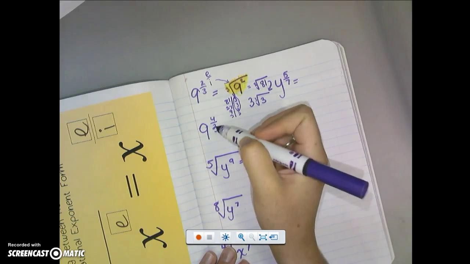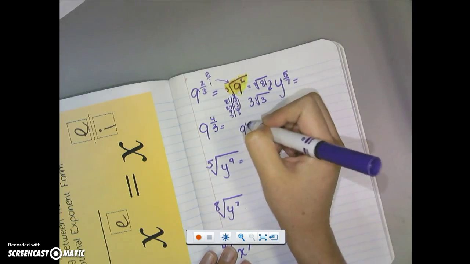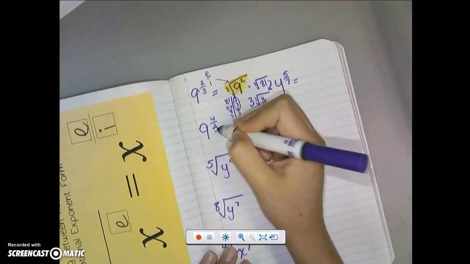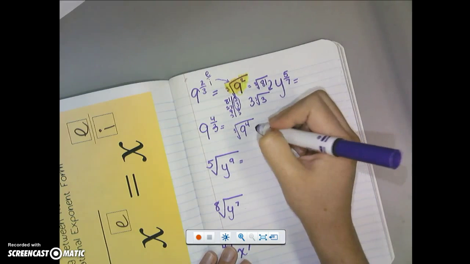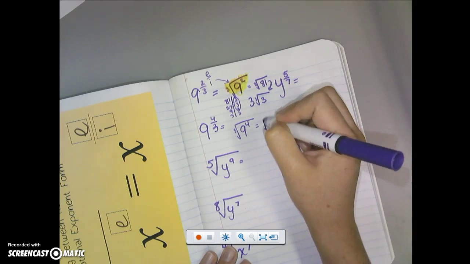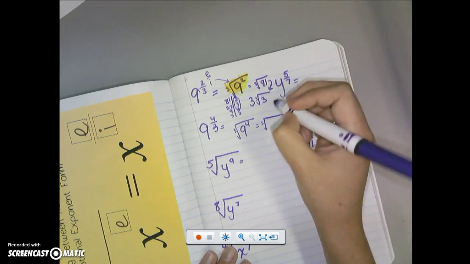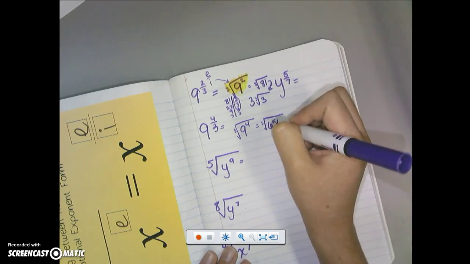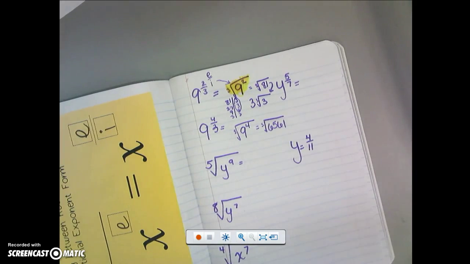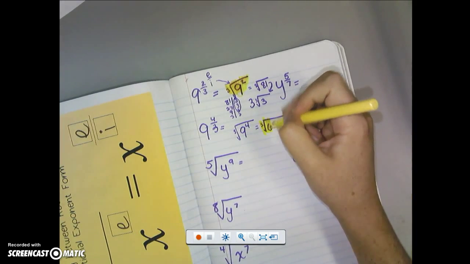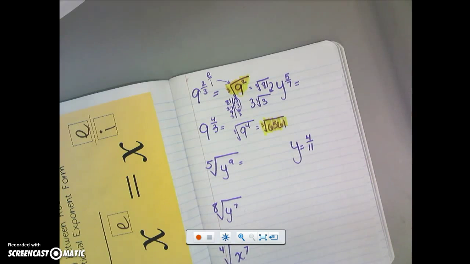So next we're going to have 9. Remember, E-I, so it's going to be 9 to the 4th, and that's going to be to the cube root. And we can evaluate that as 9 to the 4th is 6,561. And we know that we can go about and simplify that if we normally know how to.